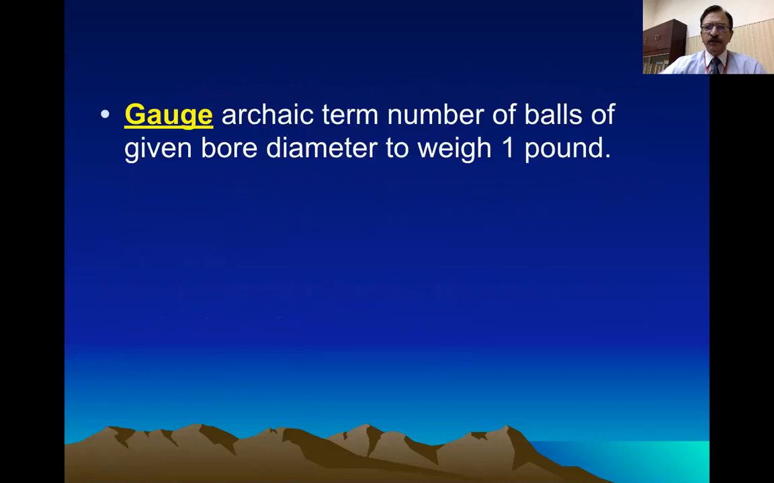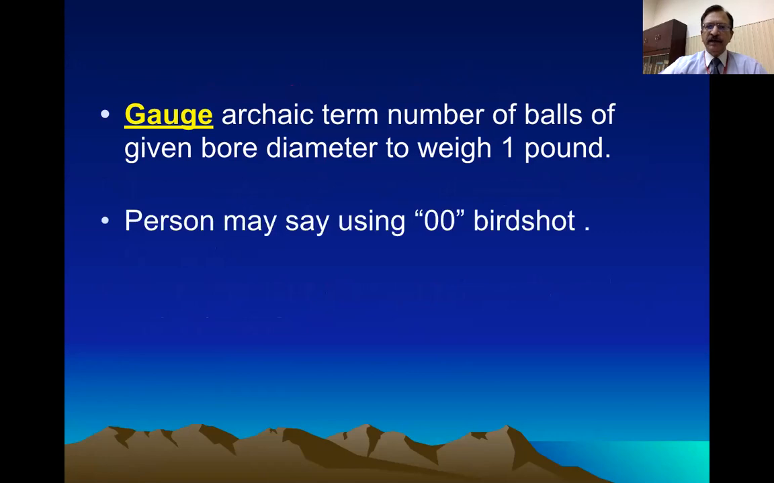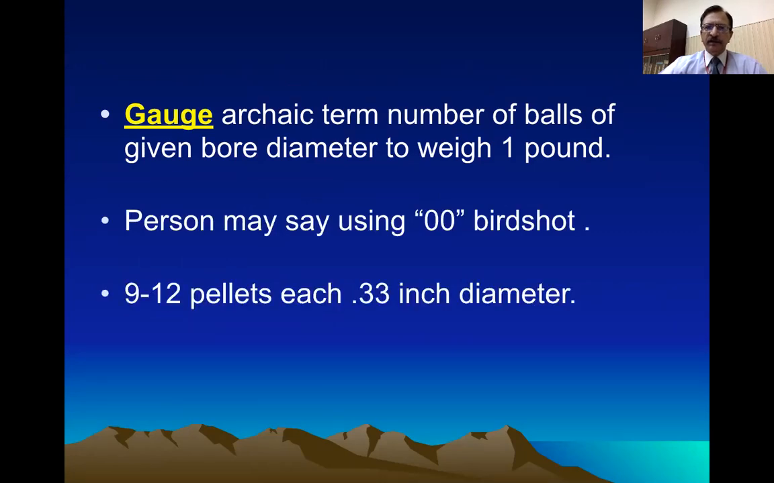And the gauge in a smoothbore weapon is very characteristically determined. They say that from 1 pound of lead, how many balls you can make. So each ball having the same size, fitting the barrel, determines the size of the gauge. They can be small pellets, they can be larger, but each ball or pellet should fit the diameter of the weapon. So the larger one contains almost 9 to 12 pellets, about the size of 0.3 inches in diameter.